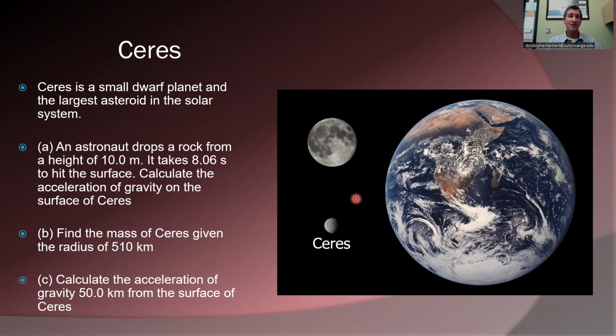And again, please understand that these are just classifications that we impose on these bodies. These bodies don't really care what we call them. But let's say an astronaut drops a rock from a height of 10 meters, and it takes 8.06 seconds to hit the surface. Calculate the acceleration of gravity on the surface of Ceres. Then we're going to find the mass of Ceres, given that it has a radius of 510 kilometers, and calculate the acceleration of gravity 50 kilometers from the surface.